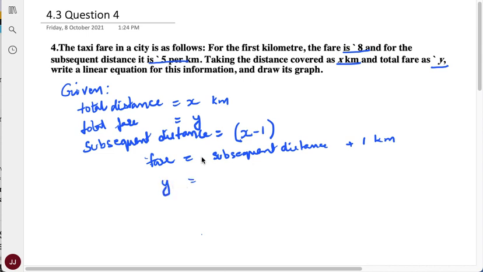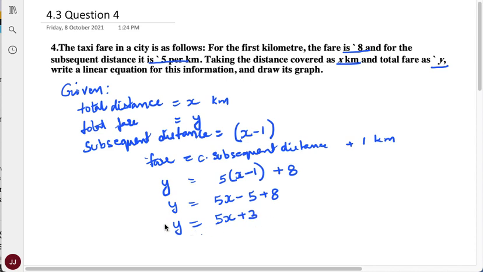The cost for subsequent distance is 5 into x minus 1, and for the first kilometer it is 8 rupees. Okay, so expanding the equation, we have 5x minus 5 plus 8. So that will become y is equal to 5x plus 3. Okay, so we have arrived at the equation. This is the linear equation representing our situation. Okay, our scenario.